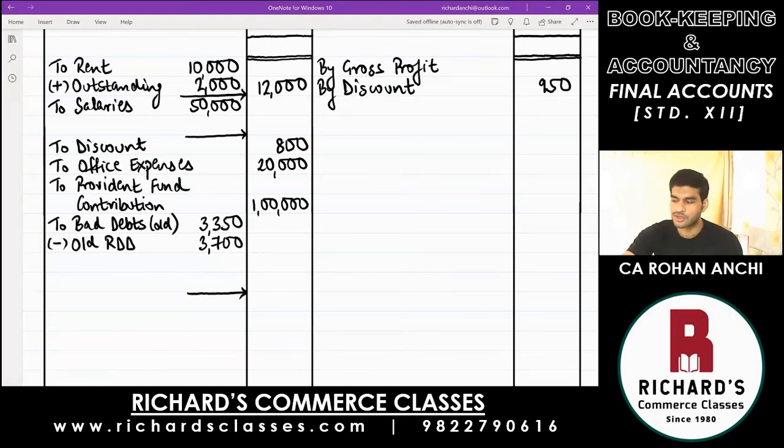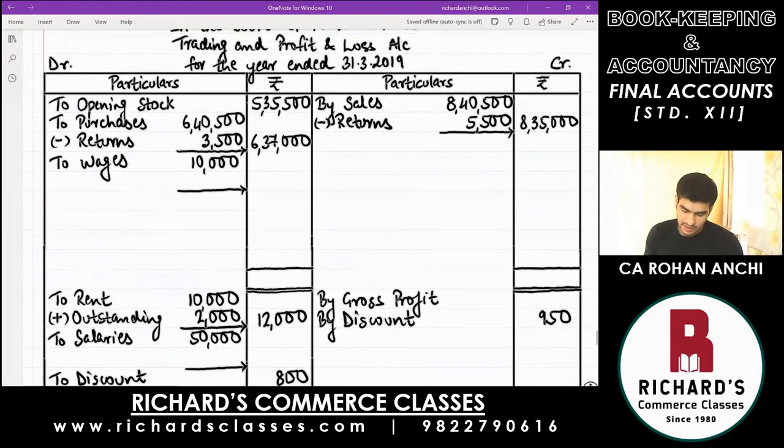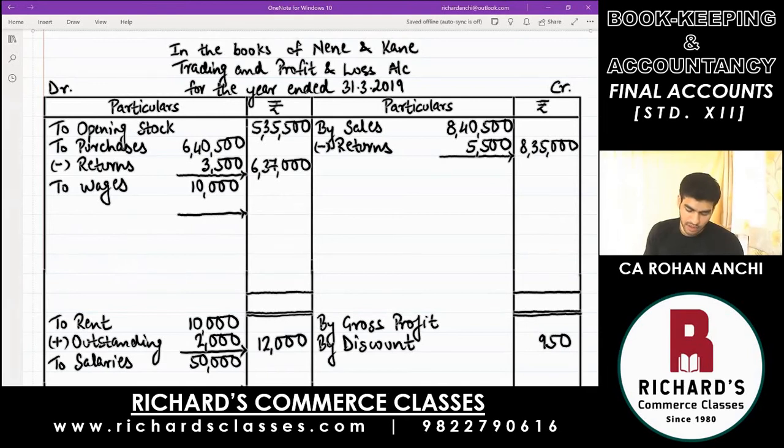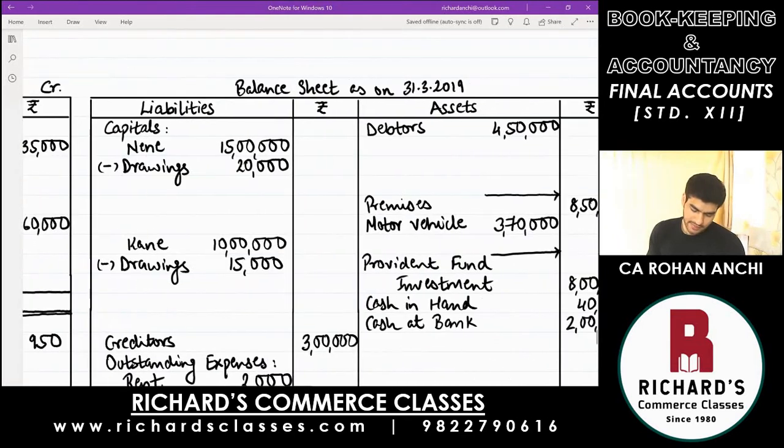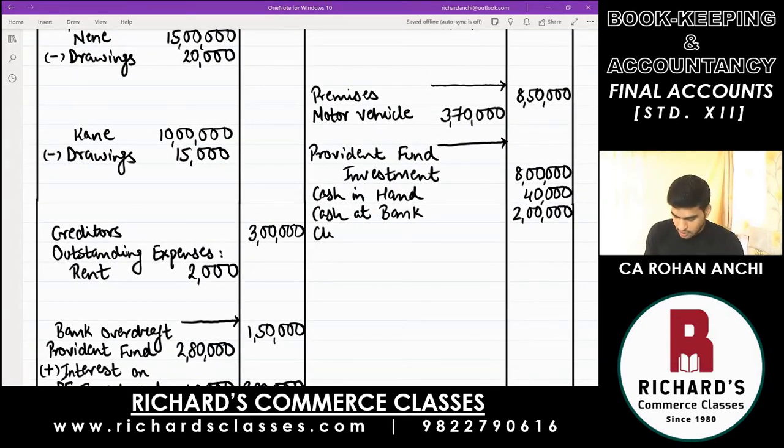The first one is closing stock. That is 3,60,000. 2 effects. One is write in trading account, the last item on the credit side, by closing stock. Leave 2-3 lines below sales and then write. By closing stock 3,60,000. Second effect, closing stock is an asset. Write down on the asset side. Closing stock 3,60,000.